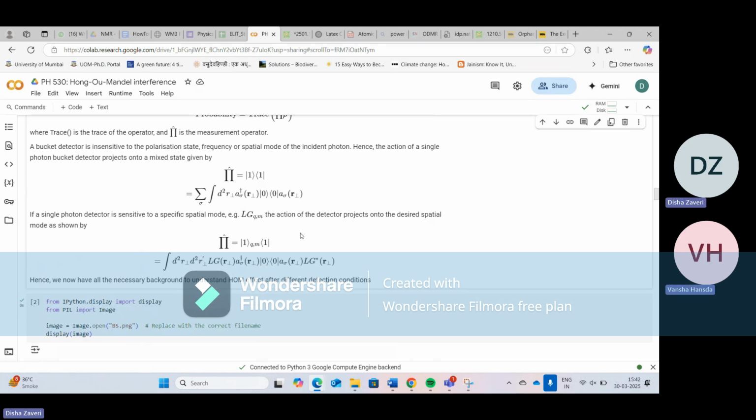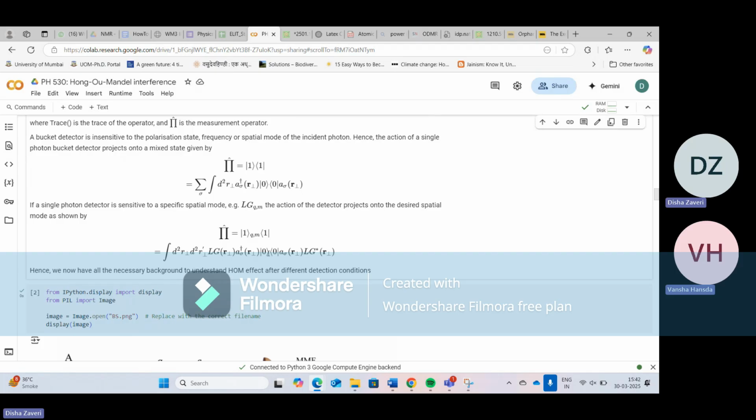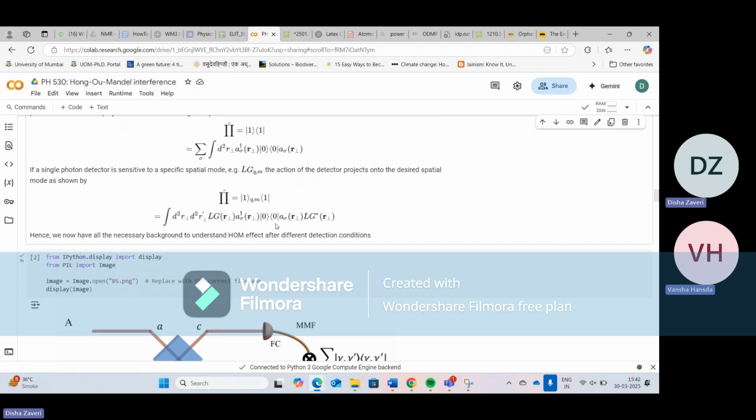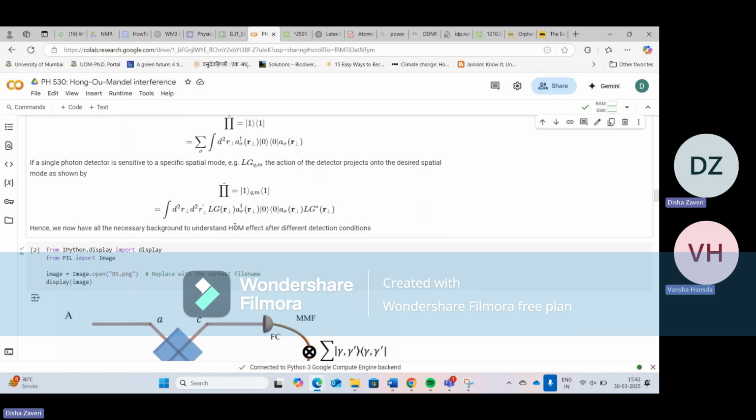Similarly, if we now take a detector that is sensitive to a very specific spatial mode, for example, LGQM, the action of the detector will project only onto the spatial mode, and it can be shown by the outer product of the state 1QM. So this is different from the insensitive case, because here it is going to basically sum over all QM states. Here it is only considering one specific QM, and then on expanding, we will find that this state becomes as shown.